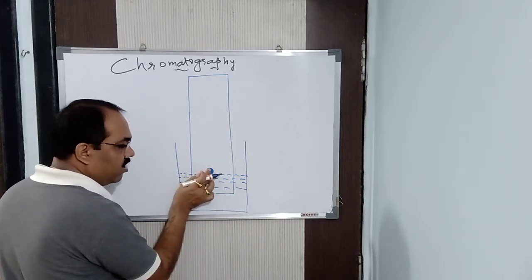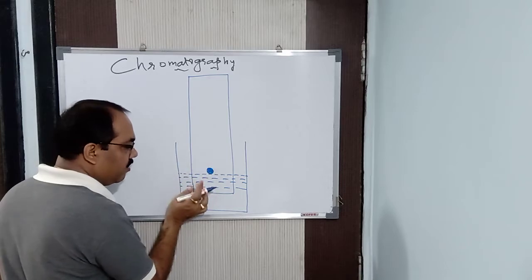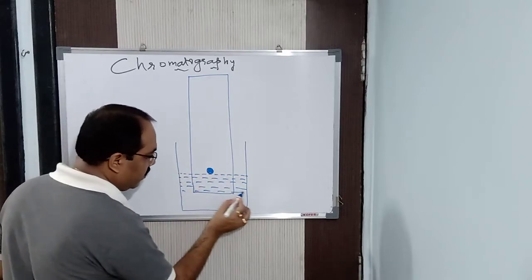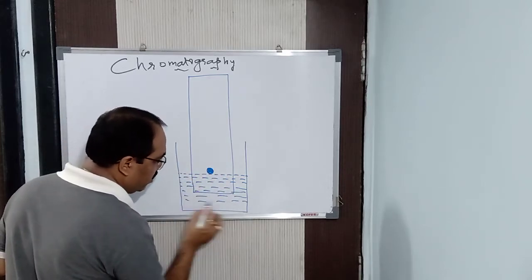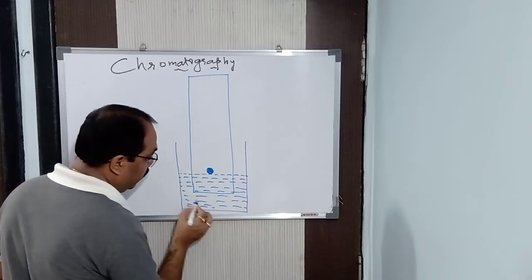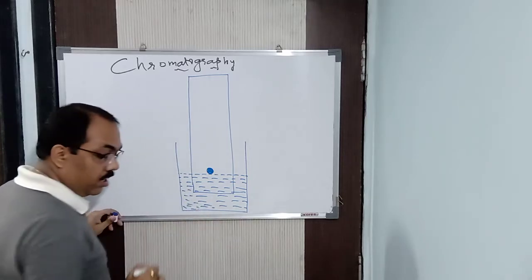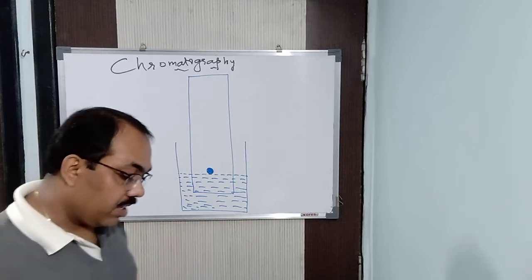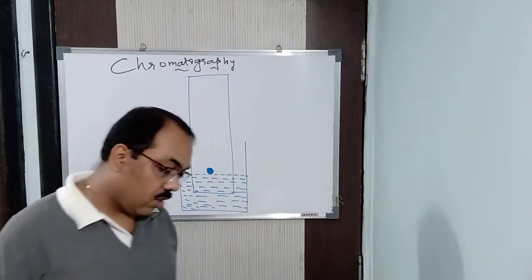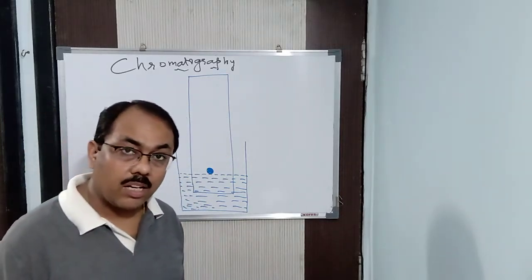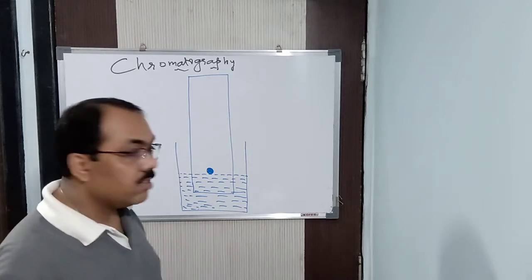The ink on the filter paper is just above the surface of the water. So this is your solvent. Water is the solvent, and the filter paper is the material. The filter paper is the common adsorbent material. And here your water is nothing but the solvent.